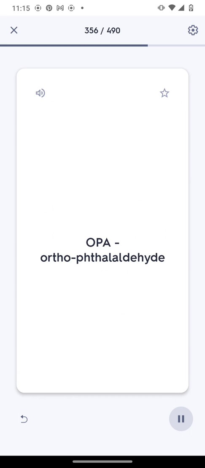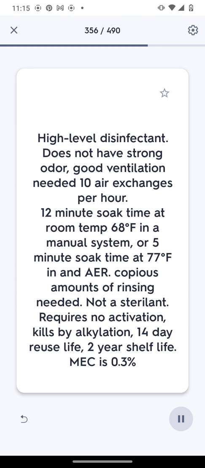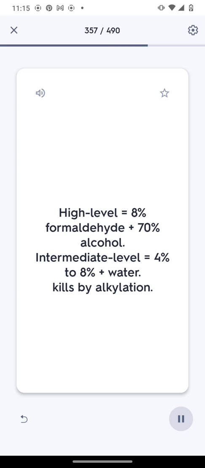OPA, orthophthalaldehyde. Formaldehyde: high level equals 8% formaldehyde plus 70% alcohol. Intermediate level equals 4% to 8% plus water. Kills by alkylation.